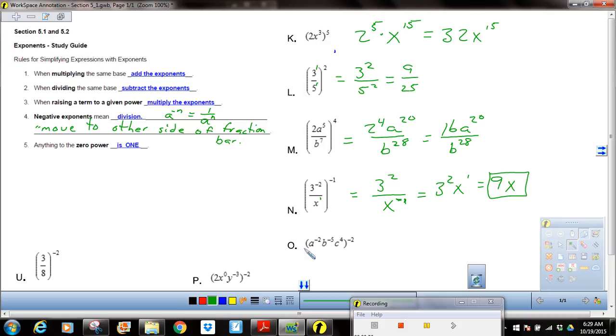Okay, on O, we have a to the negative second, b to the negative 5th, and c to the 4th, all raised to the negative second. On each individual one, we will multiply the exponents. Negative 2 times negative 2 is a to the 4th, b to the 10th, and c to the negative 8th. I don't want to leave this with the negative exponent. The only thing with the negative exponent is c. I'll move it to the bottom and make the exponent positive. A to the 4th, b to the 10th, divided by c to the 8th power.